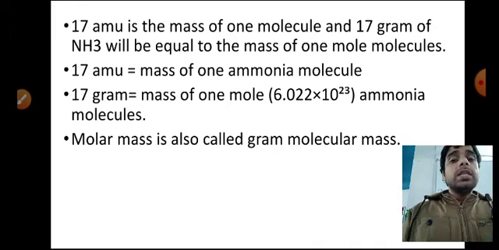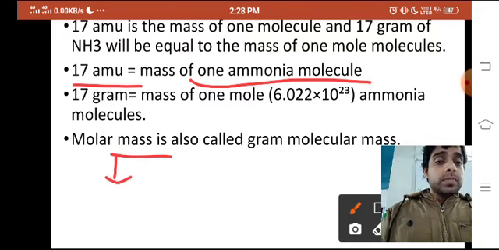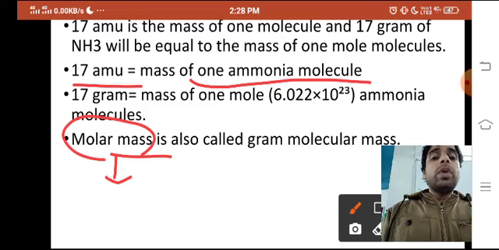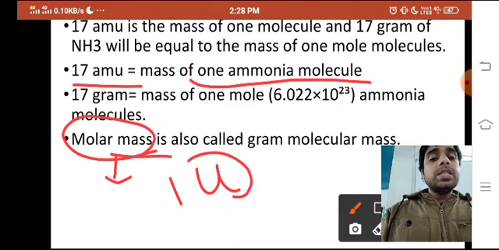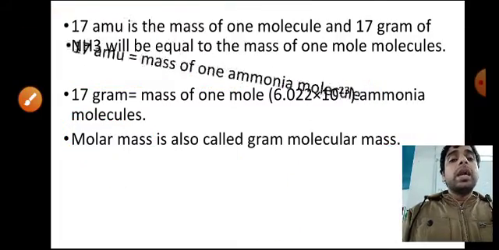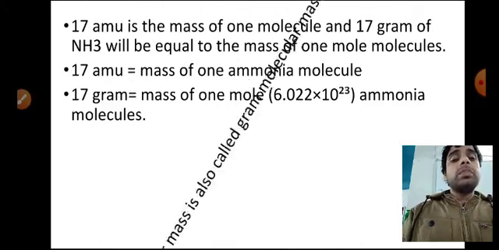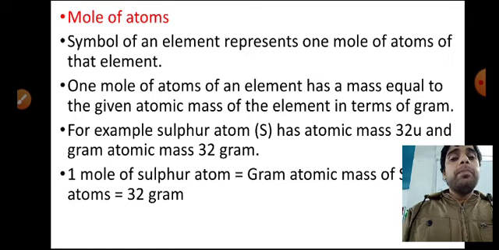So here it is written: 17 AMU is equal to the mass of 1 ammonia molecule. Okay, molar mass can be represented in U as its unit. But if it is expressed in gram, then that is known as gram molecular mass. So you should note that down. Its short abbreviation can be capital G M M.